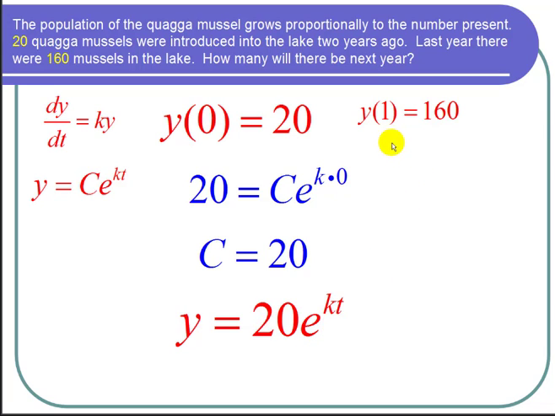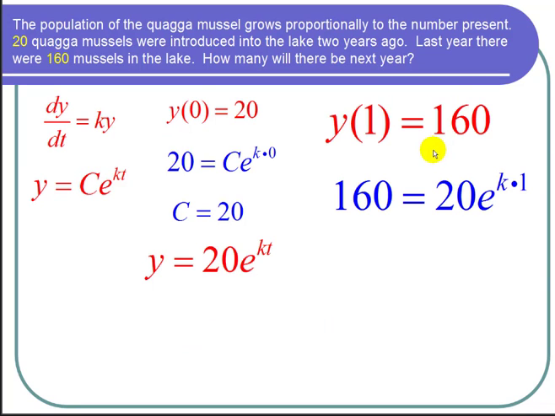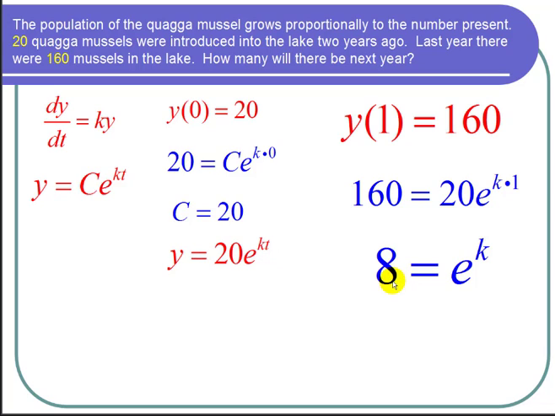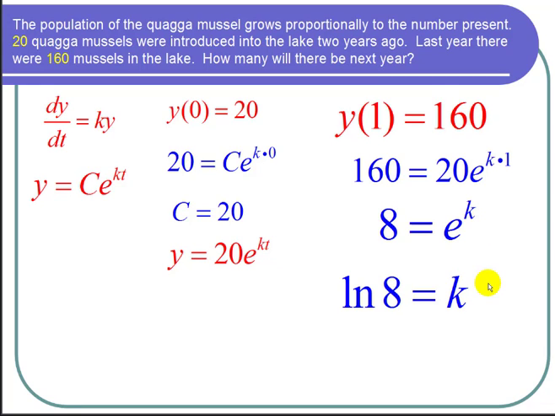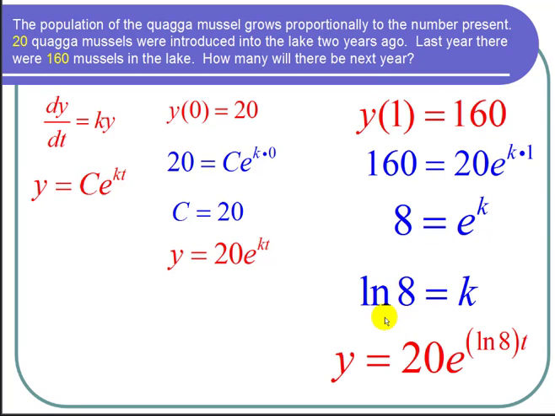Next, I'm going to use the y of 1 equals 160, and that means t is 1, y is 160. So I plug in, and I get 160 equals 20 e to the k times 1. Divide both sides by 20. 160 divided by 20 is 8, and that's e to the k. And then take a natural log of both sides, and I get k is the natural log of 8.